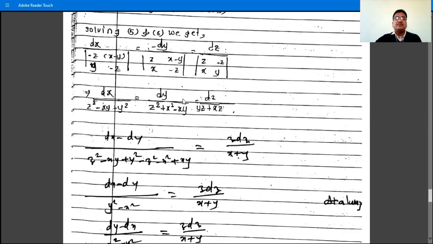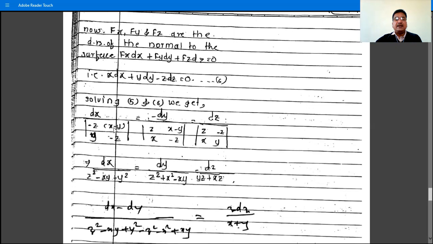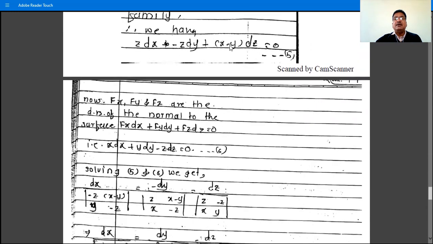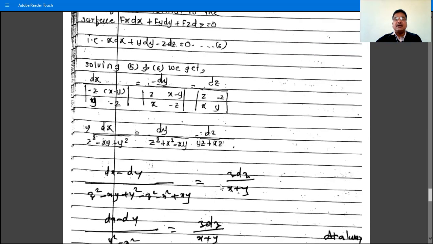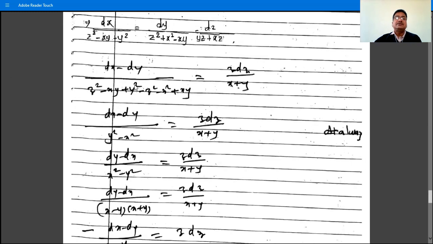And solving these equations 5 and 6 by using Cramer's rule, we have dx divided by this determinant with first row minus z, minus z and second row x minus y, minus z, then minus dy divided by the determinant with first row z, x minus y and second row x, minus z, dz divided by the determinant with first row z, minus z and second row x and y. And solving these determinants, we have these values. And we have to find a single solution of this differential equation.